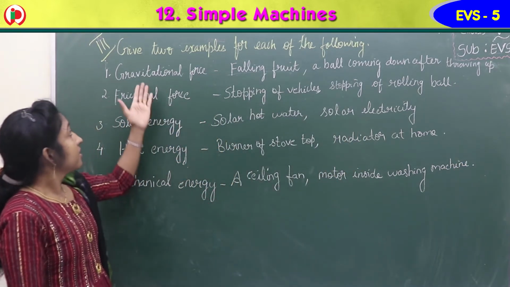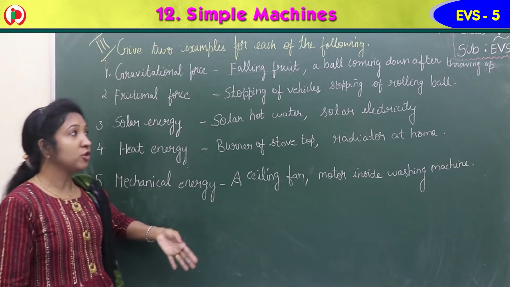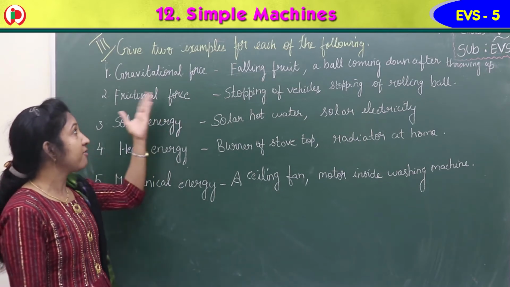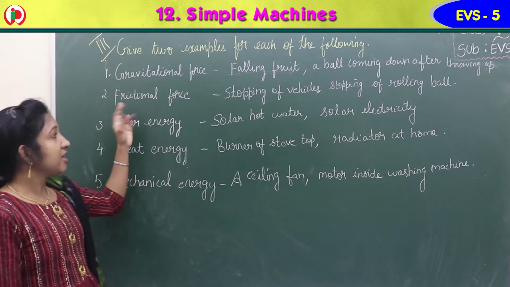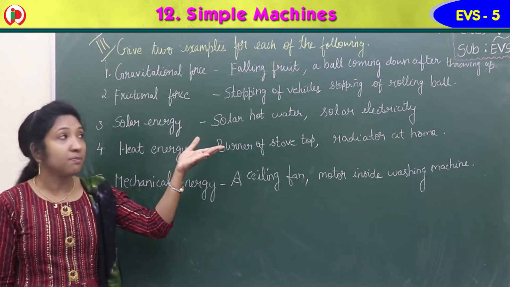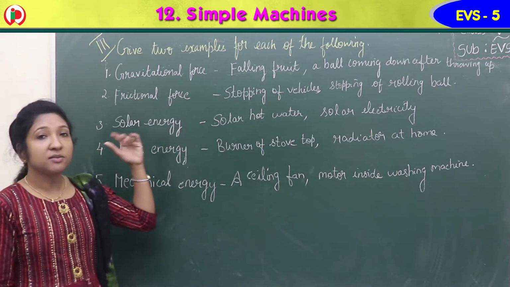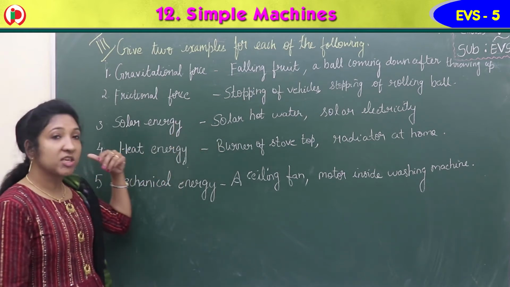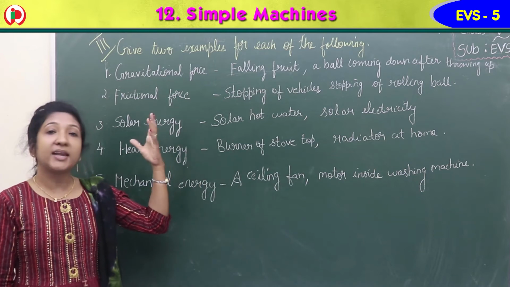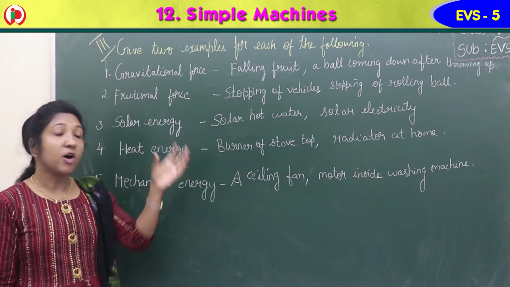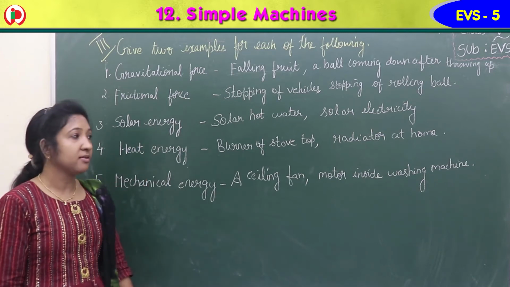So, gravitational force: falling fruit, then a ball coming down after throwing up. It is because of gravitational force. Frictional force: stopping of vehicles, then stopping of rolling ball. Solar energy: solar hot water, solar electricity. Heat energy: burner of stove top, radiator at home. Mechanical energy: a ceiling fan, then motor inside washing machine.